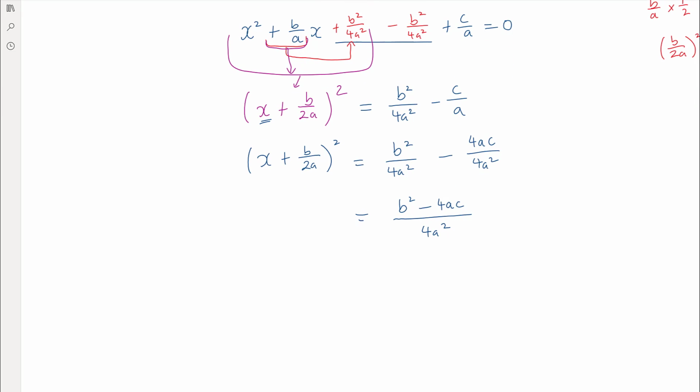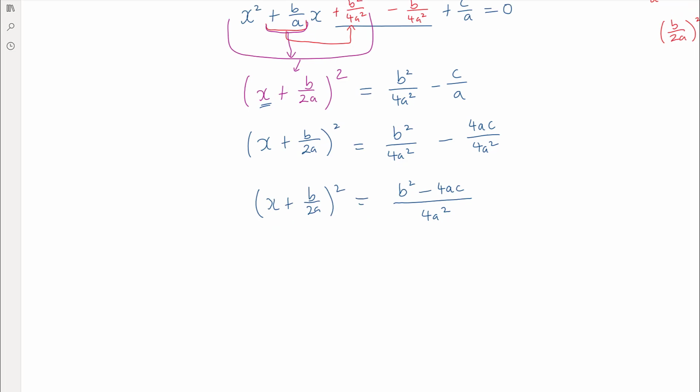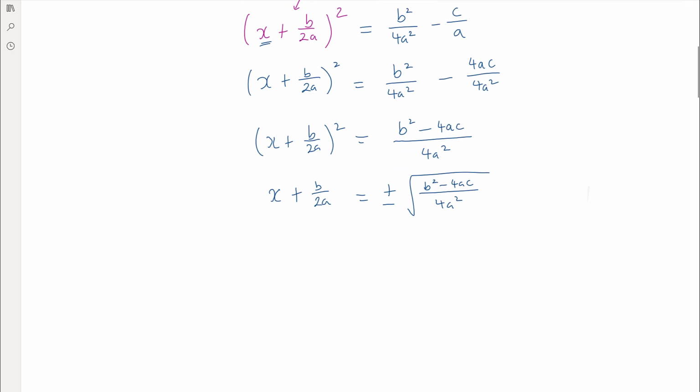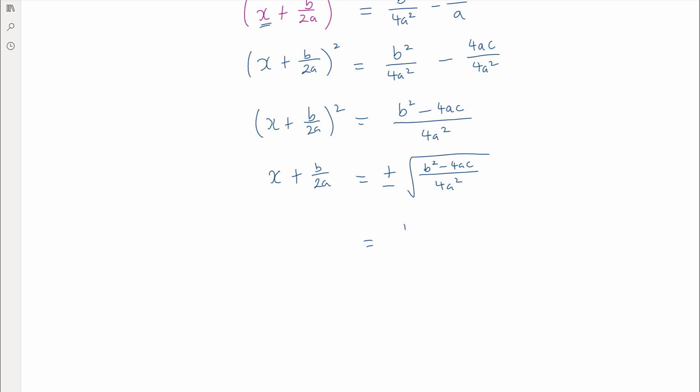So that's all equal to x plus b over 2a squared. Let's take the square root at this point. Remember, when we take the square root, we need to be careful about the fact that we get a positive or negative square root. So x plus b over 2a is positive or negative square root of b squared minus 4ac all over 4a squared. Now that denominator is a nice perfect square, so we could just look at the square root of b squared minus 4ac on the numerator, all divided by the square root of 4a squared, which is 2a.